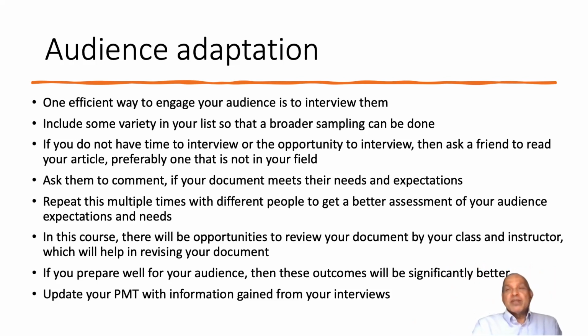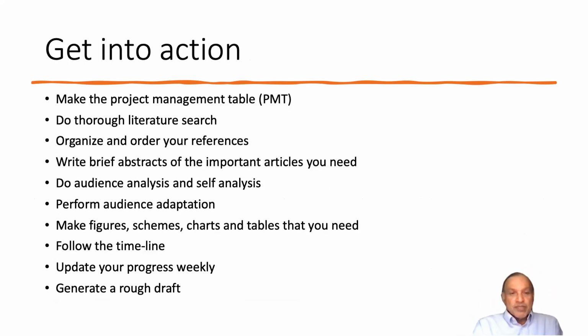So update your PMT as you pass through these steps. I think this is your last or so. Then get into action: make the PMT, do the search, and get your references. Write abstracts, do audience and self-analysis, just the same thing I just told you. Do audience adaptation, so what they like, don't like, and change things that way. Make some nice, good figures and schemes that we haven't talked about yet. We're going to get into that in the coming weeks.